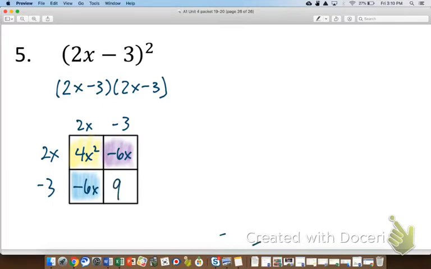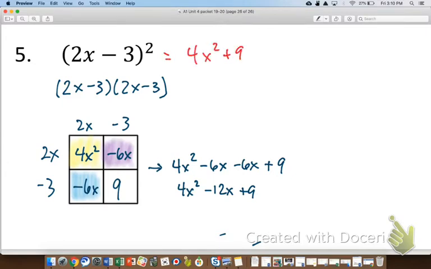Here's where this gets maybe interesting compared to what we thought. 4x squared minus 6x minus 6x plus 9. Do you all see how the purple box and the blue box are actually like terms? So what's negative 6x minus 6x? Negative 12x. So our final answer would be 4x squared minus 12x plus 9, which is not that thing that I showed you earlier. A lot of people think that it's this. You can see that you clearly missed that middle term, right?